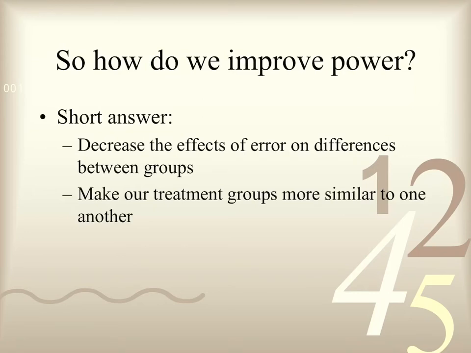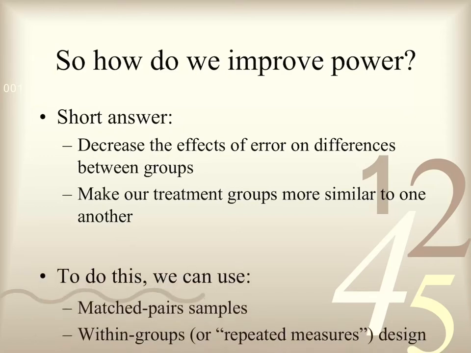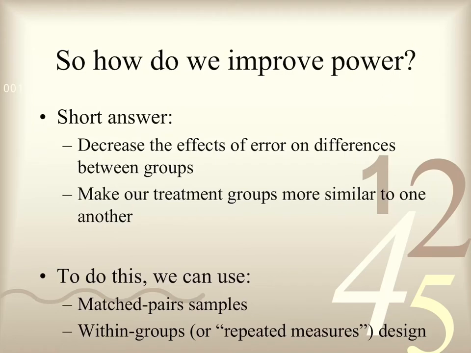So ideally, the people in group 1, our control group, look as similar as possible to our group 2, our treatment group. Now normally we just do this by randomly assigning and hoping it will balance out, but if we want to do this even more comprehensively, we can use either a matched pairs sample, which is what we're going to talk about in this lecture, or a within groups, or what's sometimes called a repeated measures design, which we'll talk about in the second lecture.